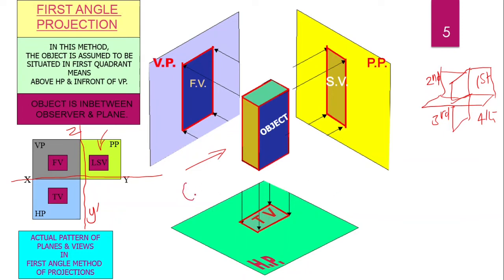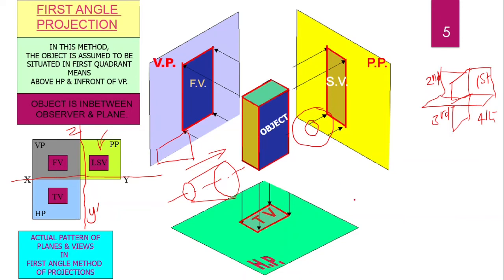And when we consider a frustum lying in the first quadrant, a frustum means actually a part of a cone. Here this frustum is lying in the first quadrant in such a way that its axis is perpendicular to PP. Then the front view is like this. The front view is like a trapezium, and the side view is like two concentric circles. Then we represent this front view and this side view in a plane.